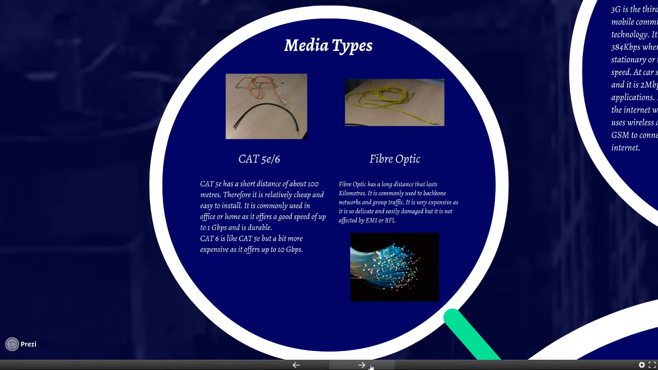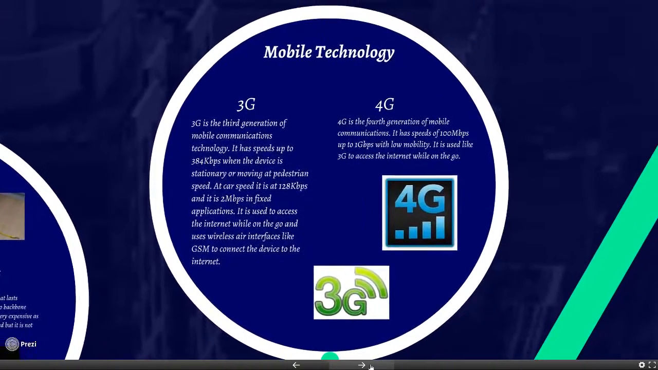The next media type is more expensive and better in multiple ways. Fiber optic has a distance that can reach up to kilometers long. This means that it can be used to connect multiple LANs together. It is very delicate, which makes it more expensive as it can be hard to install, but it does not get affected by weather.